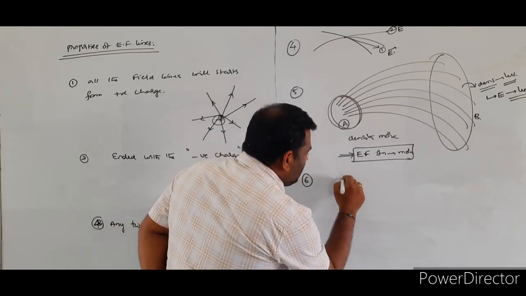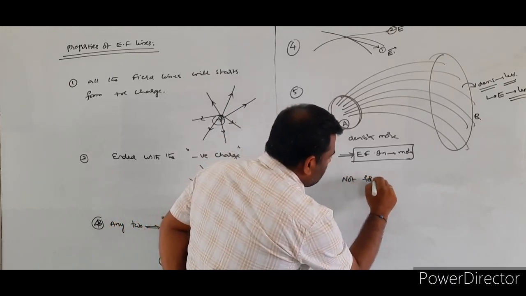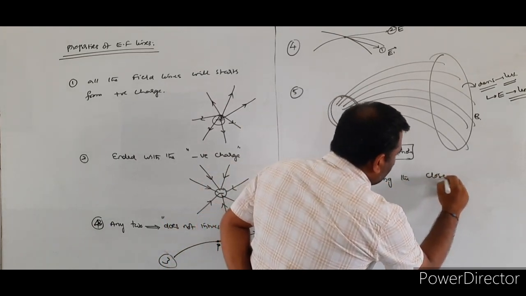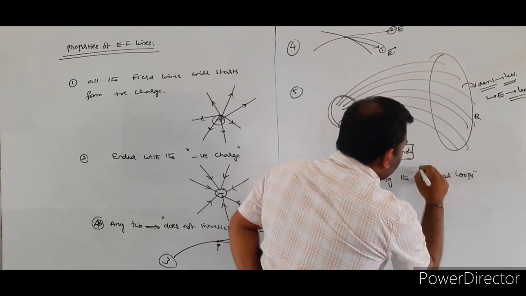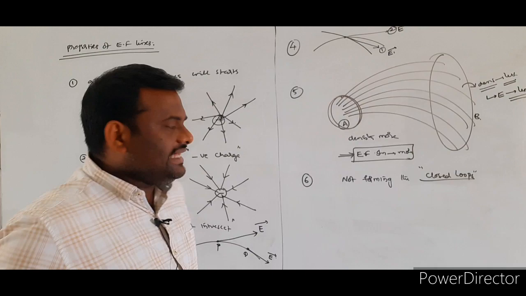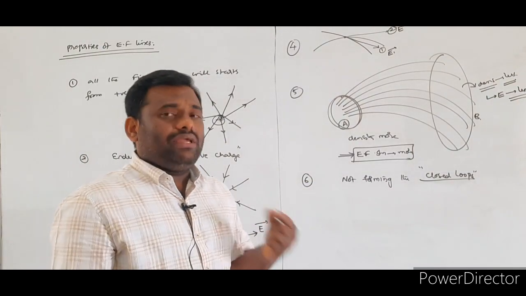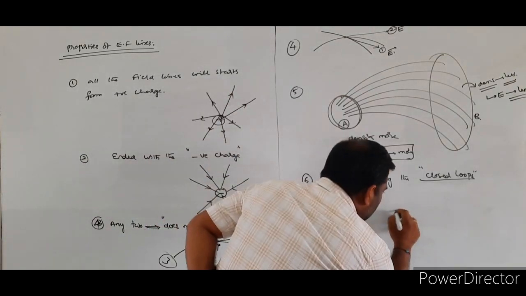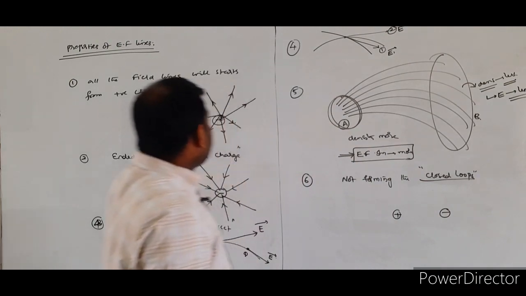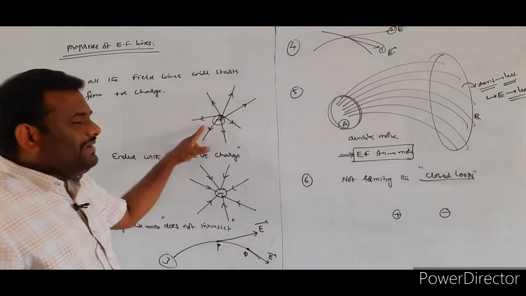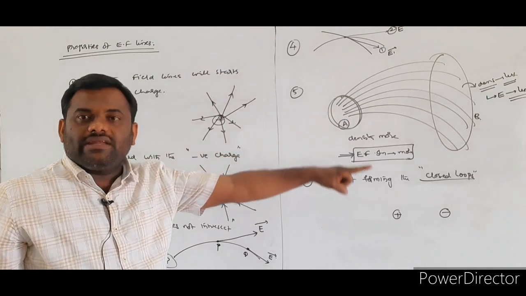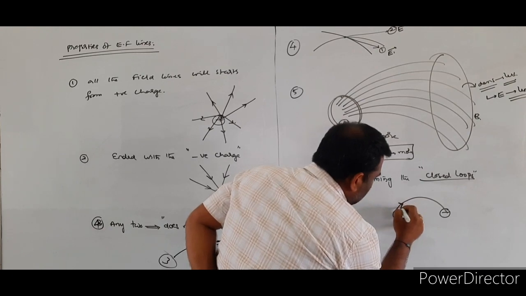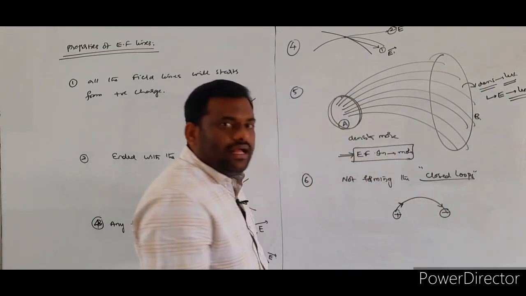Next, the electric field lines do not form closed loops. Suppose we consider the electric dipole. What is the meaning of a dipole? It is a combination of two equal and opposite charges. So here I consider one electric dipole. From the definition of the electric field lines, they start from the positive charge and end with the negative charge. So where do the electric field lines start? They start from the positive charge and end with the negative charge.